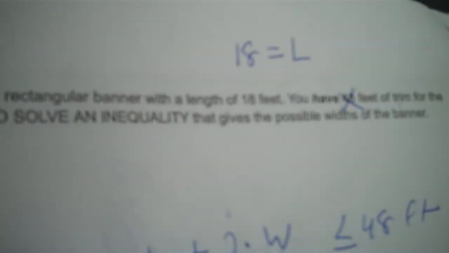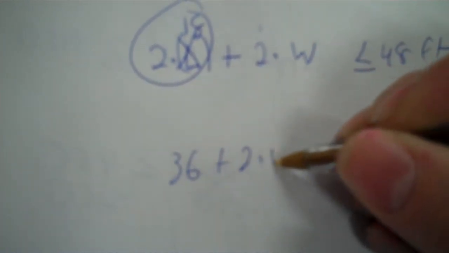So how many L's? 1, 2. So 2 times L. How many W's? 2. 2 times W. Okay, now obviously I need to solve, but one of the variables has to come out. Well, I've got 18. So the length is 18 feet, so that goes in for length. So 2 times 18 is 36. Okay. So we got 36 plus 2 times W less than or equal to 48.